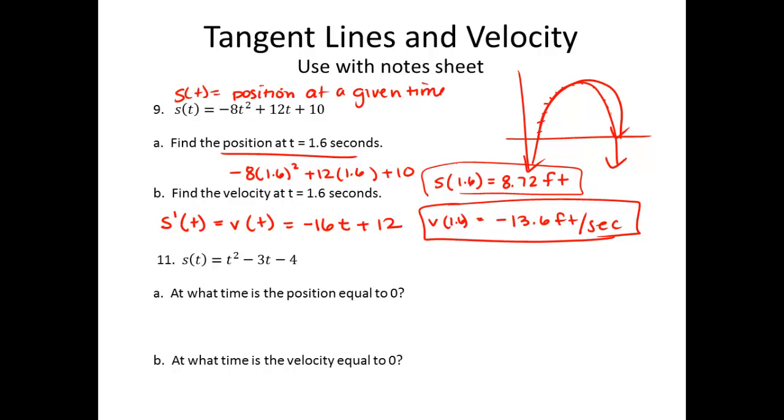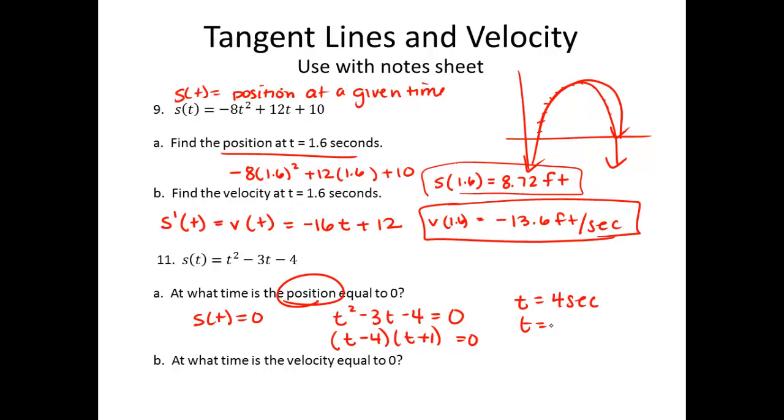Okay, number 11. At what time is the position equal to 0? To answer this question, I want to know when the height is 0. So I'm sticking with s of t. I don't want a first derivative because I'm talking about position. I'm going to set s of t equal to 0, so I take t squared minus 3t minus 4 and set this equal to 0. To do this, I might have to use the quadratic formula or factor. There are lots of ways we can find this. Setting this equal to 0, I have t minus 4 and t plus 1. So I get the two answers t equals 4 seconds and t equals -1 second. Since we're talking about time, I'm going to get rid of the -1, and we'll say that the height of this projectile is 0, at ground level, at 4 seconds.